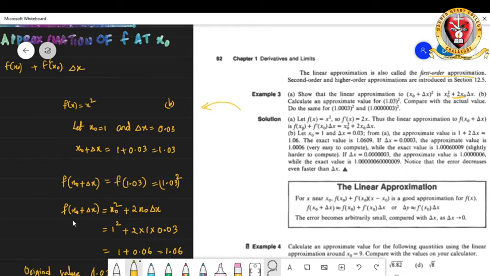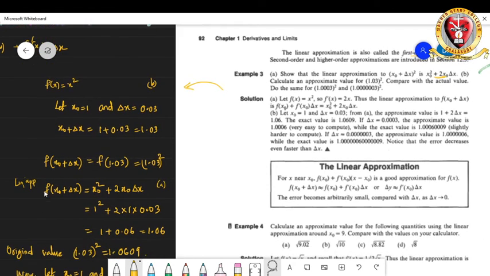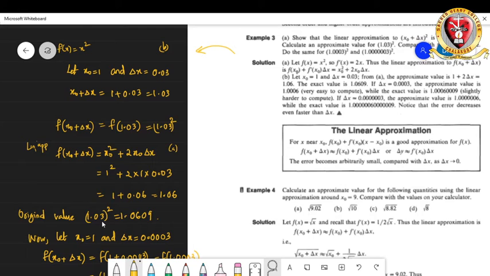By linear approximation, we know that f of x naught plus delta x is equal to x naught squared plus 2x naught into delta x. We found it in part A. So you get 1 squared plus 2 into 1 into 0.03, which finally gives 1.06. Now, using your calculator, you can find 1.03 the whole square and get this value. So you understand that this one is actually an approximation of this value.